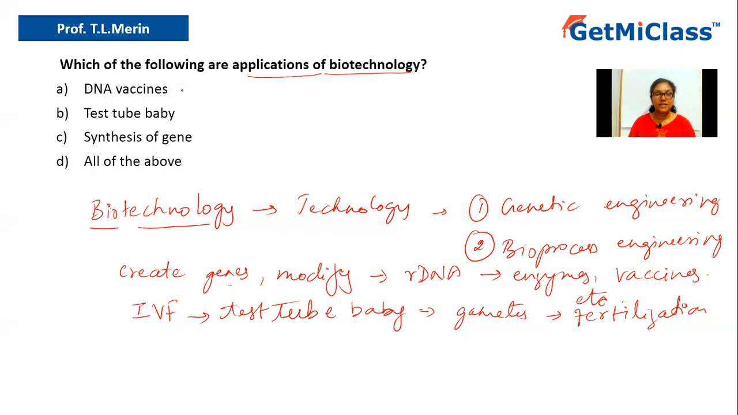Option A says DNA vaccine. Yes, since you can create your own DNA, your genes, and recombinant DNA, you can produce vaccines. Further, test tube baby, as I have already told you, biotechnology is utilized in production of test tube baby, where in vitro fertilization of the gamete, that is the ovum, gets fertilized by sperm in vitro conditions. So yes, it can be considered an application of biotechnology.